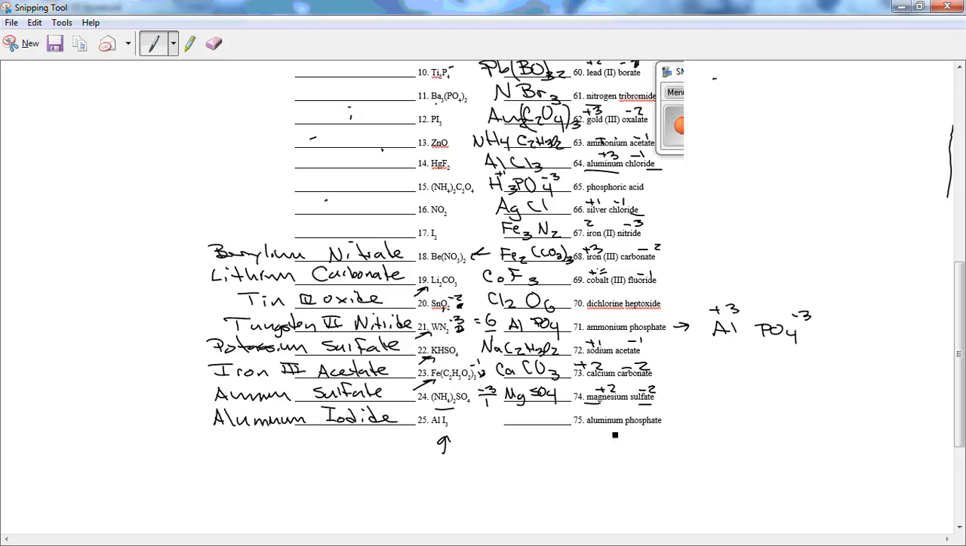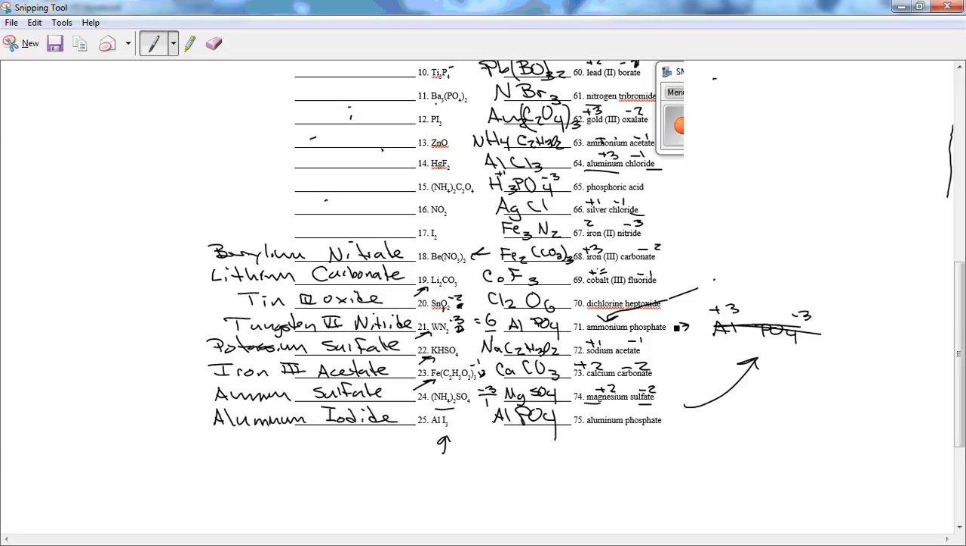Aluminum phosphate, I swear we already did this one, maybe it was a phosphide. We have, oh, that's because I'm blind. You probably already realized it, but this was ammonium right here. I apologize. This is really small on my screen. So let's come down here. This is the answer to that one.